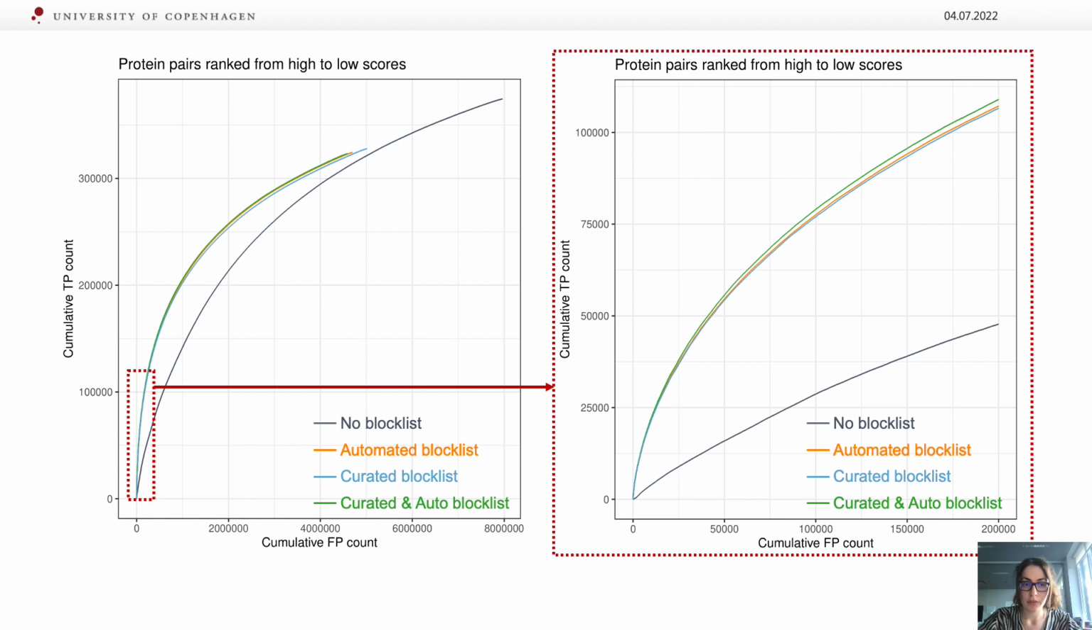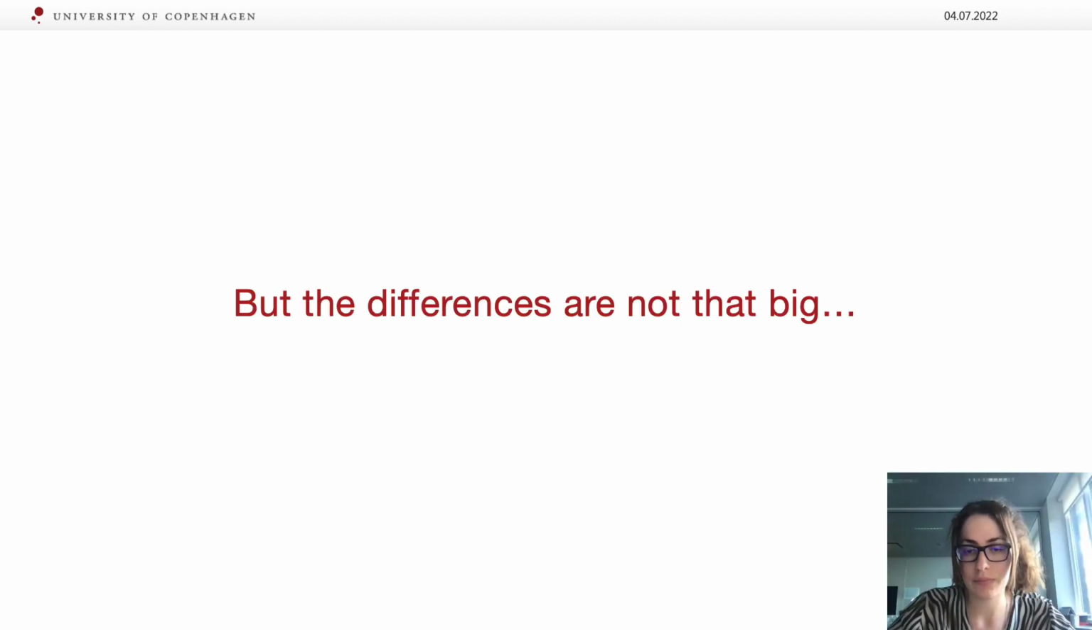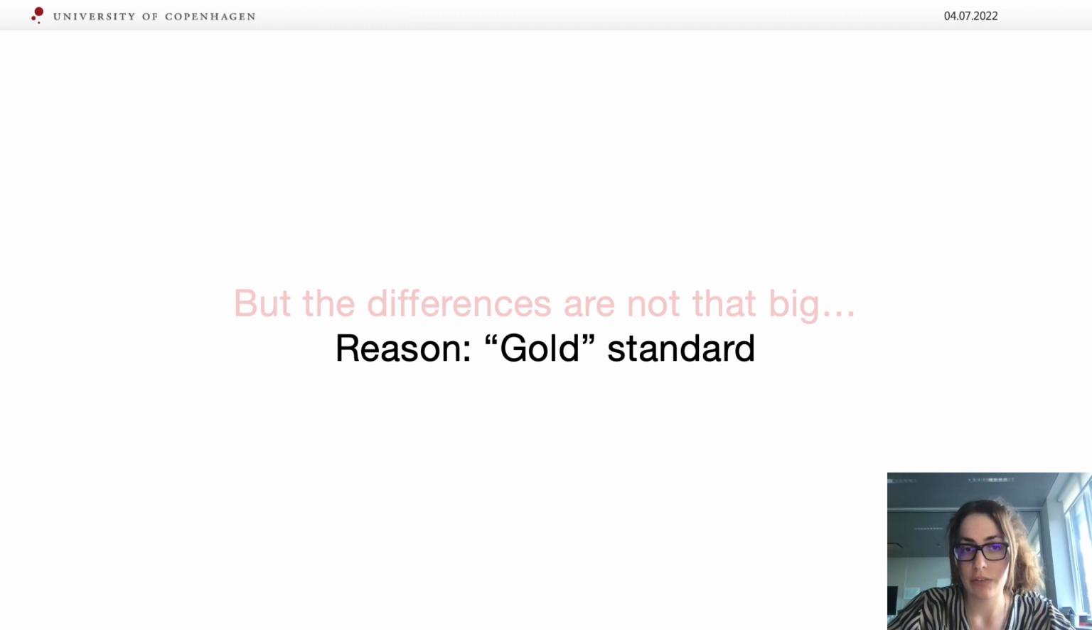And the result of this benchmark is that obviously using no block list really doesn't work that well. But when it comes to automated only, curated only, or curated plus auto, so what we are doing now, we really don't see that big of a difference between the 3 methods. Even when we zoom into the highest scoring pairs, yeah, the curated plus auto seems to perform better in this benchmark, but the differences are not that significant. And the main reason for that is that we are using a gold standard, and that is KEGG.